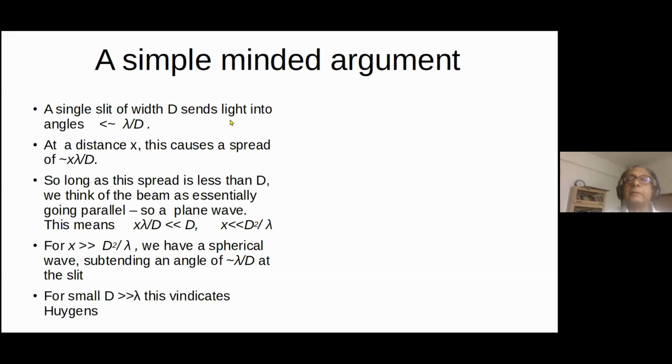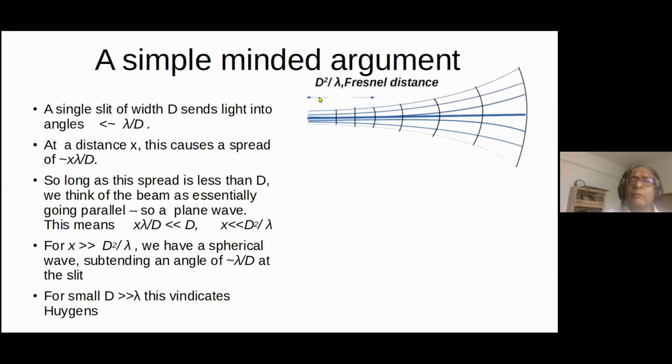So pictorially, if you have a beam which is restricted to some size d, never mind whether it's Gaussian or sinc or some other function, then there is a distance called the Fresnel distance, which is what we worked out to be 1 meter in the case of a laser beam of width 1 millimeter and wavelength 1 micron. Up to the Fresnel distance it propagates more or less as a plane wave, and then becomes a spherical wave beyond that.